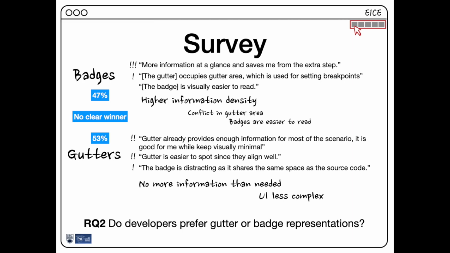Participants chose badges because of their higher information density. Gutter is more likely to cause conflict, and badges are easier to read. On the other hand, gutter fans also have their reasons. When the gutter's tiny space is enough to display the information, they would rather use the gutter over the badges. Also, the gutter has a simpler UI, which is less distracting.